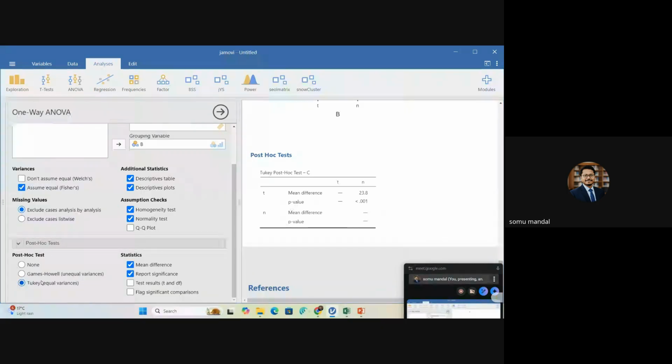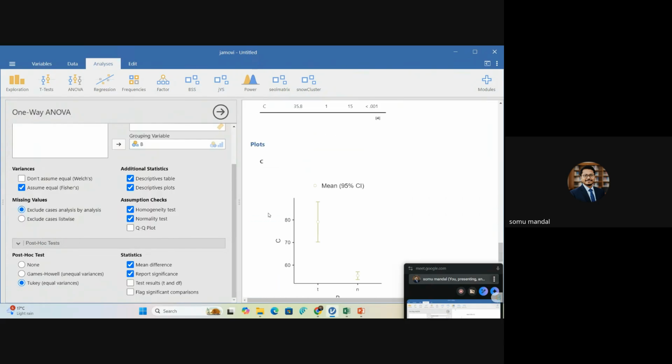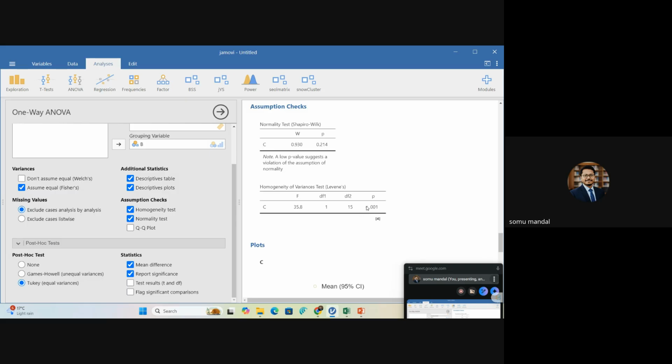So when Games-Howell test, when Tukey test, you find out from your assumption test. Look, the value is less than 0.01, so it actually follows equal variance. That's why you assume equal variance, and you select the Tukey test here. If it is not, then we consider the don't assume equal variance option, as well as the Games-Howell test, while we are going to conduct the post hoc test.